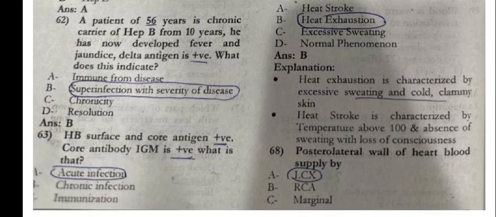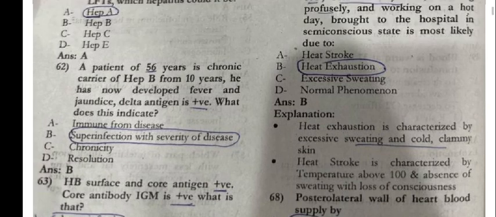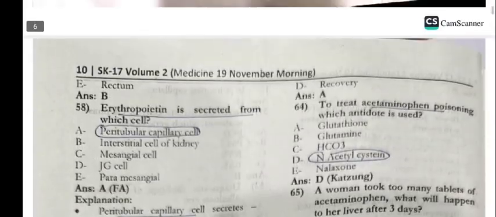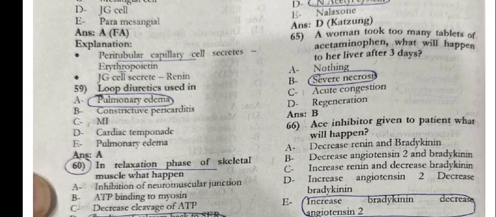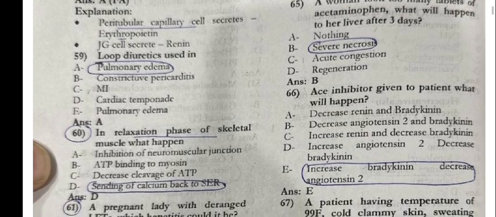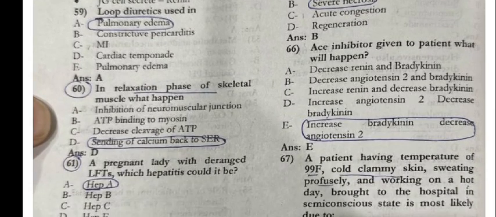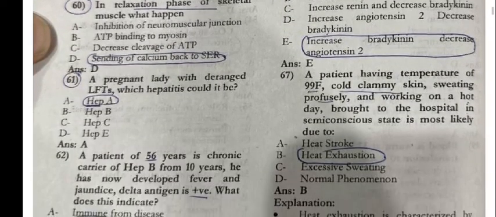HB surface and core antigen positive. Core antibody IgM is positive. What is that? That is acute infection. Next, to treat acetaminophen poisoning, which antidote is used? N-acetylcysteine. The woman took too many tablets of acetaminophen. What will happen to her liver after 3 days? There is necrosis. ACE inhibitor given to the patient, what will happen? Increased bradykinin, decreased angiotensin 2.